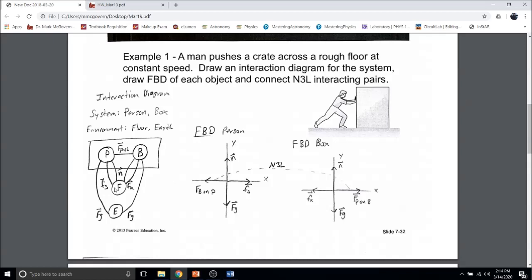All right, so it appears I've identified correctly all my system, all my environment. I've connected all the forces that I believed are acting on things. So this helps me organize things nicely. The one thing that's really nice about these diagrams is look at P. How many lines touch P? 4. That means there's 4 forces in the free body diagram. If you look at B, again, 4 lines touch it. That means 4 forces in its free body diagram.